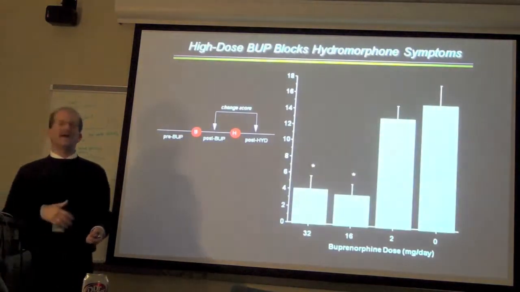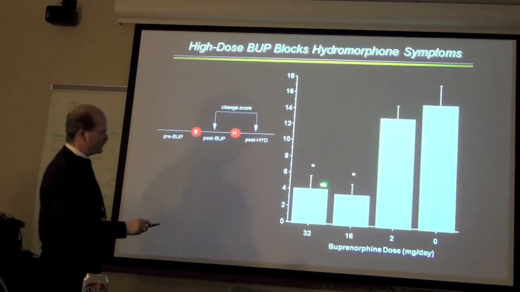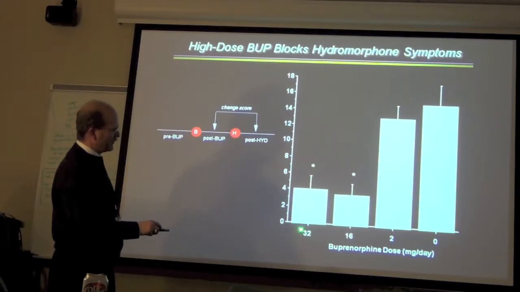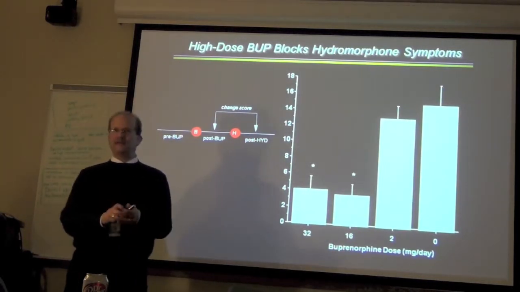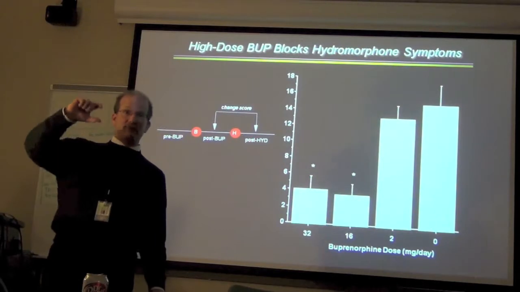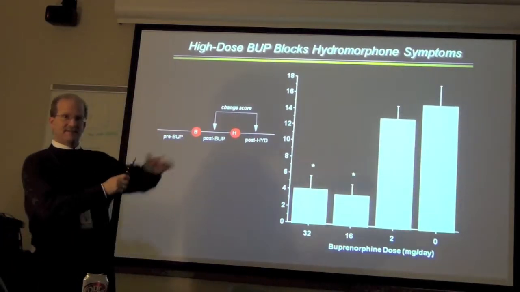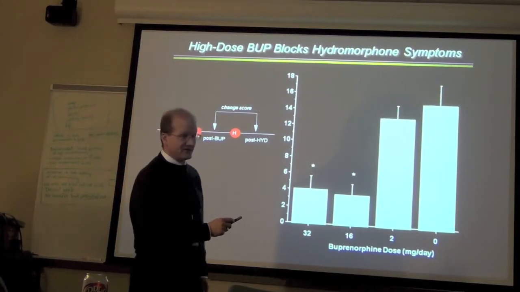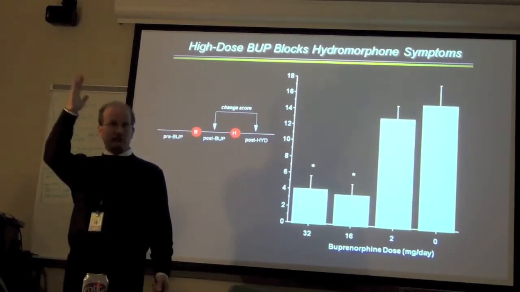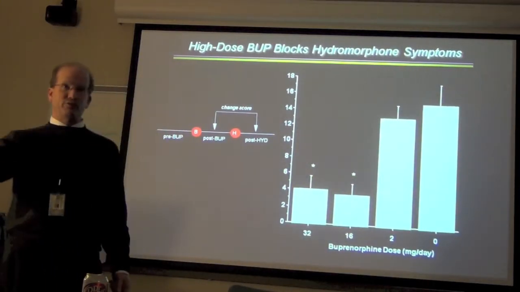And what we see is that when lots of buprenorphine is on board, the two higher doses, 32 and 16 milligrams that occupy the lion's share of receptors, these bars are short. That is, hydromorphone is not able to produce much of an agonist effect. It attenuates the effect. But when you drop the dose to 2 milligrams and then to 0, you get a rebound in the ability of hydromorphone to produce its agonist effect.